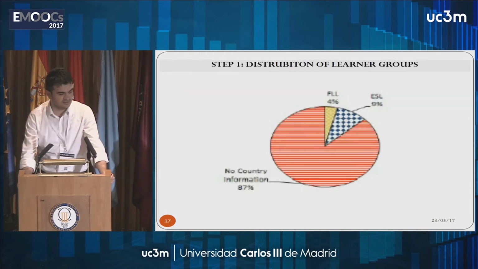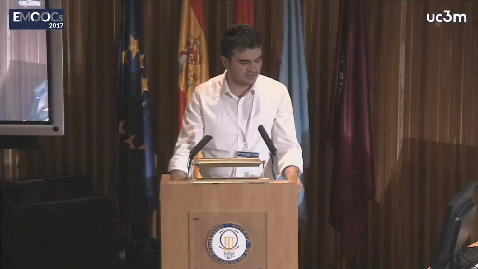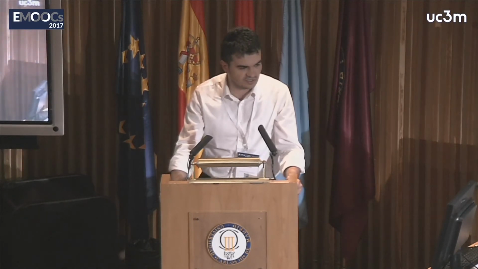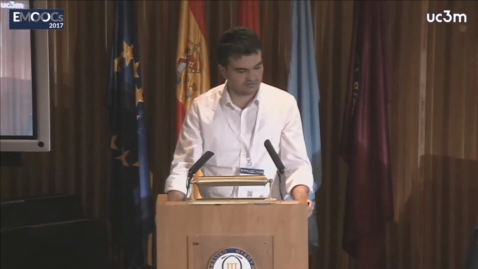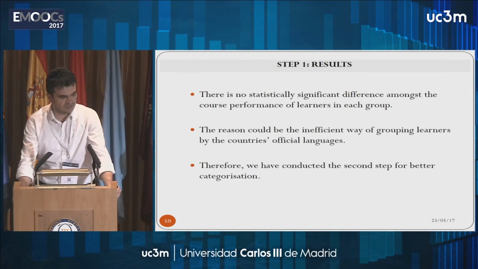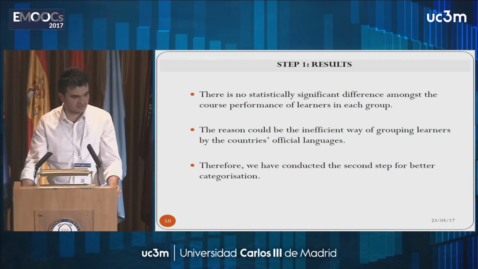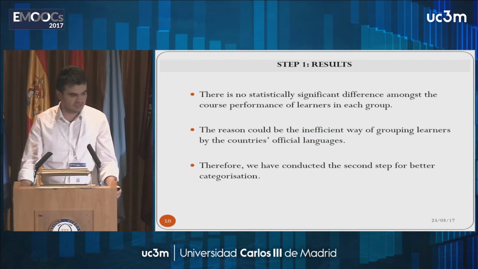And this is the general distribution for our first step. Only 13% of users have country information, and 4% of them are first language users, 9% of them are second language users, and the others don't have any country information. The result of the first step was that there weren't any significant differences between the groups, so we needed to update our grouping method.